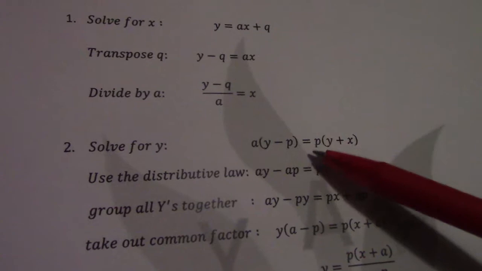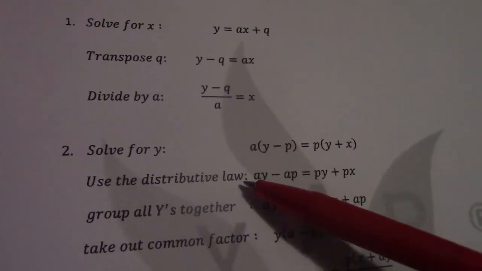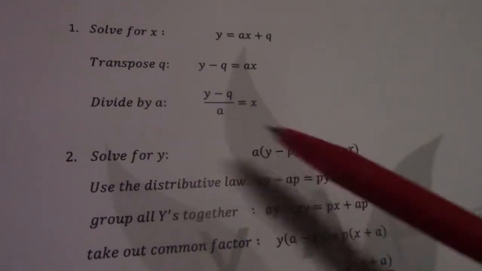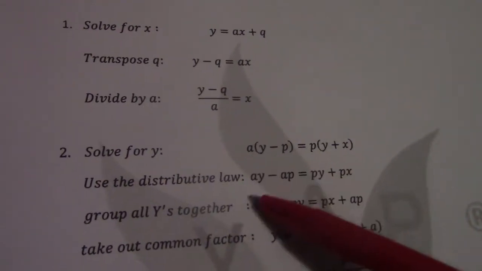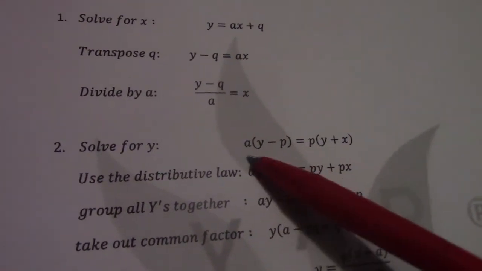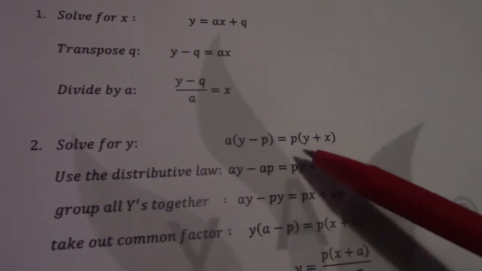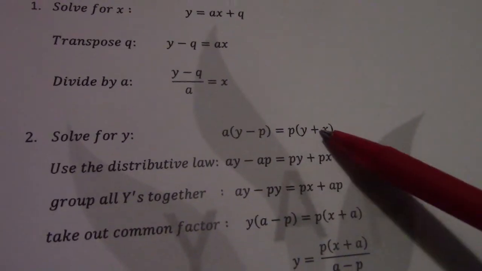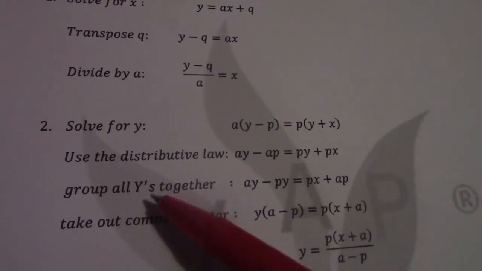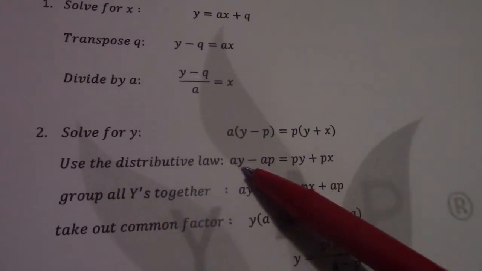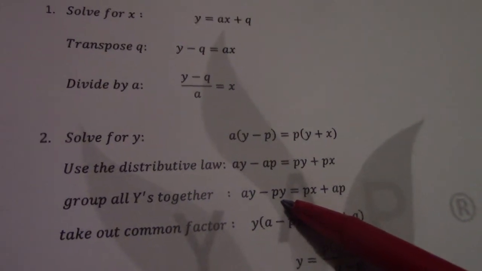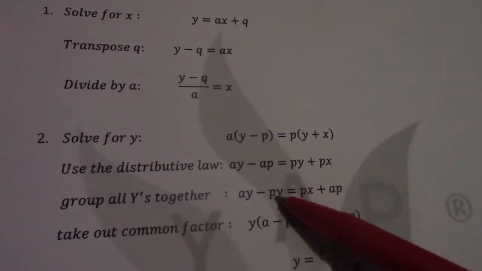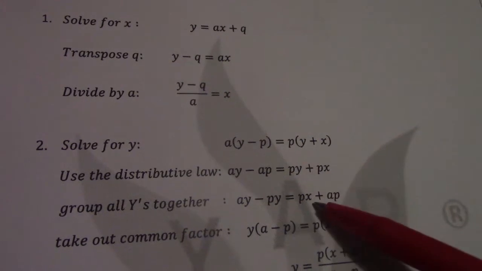Right? So first, use the distributive law and multiply out. Because they want y, and I have y on both sides, I have to multiply out. So that becomes a times y, ay, a times p, ap. P times y, py, p times x, px. Now I group my y's together, so ay, if I bring py across, becomes minus py, meaning I want to isolate y. And there if I take ap across, it becomes px plus ap.